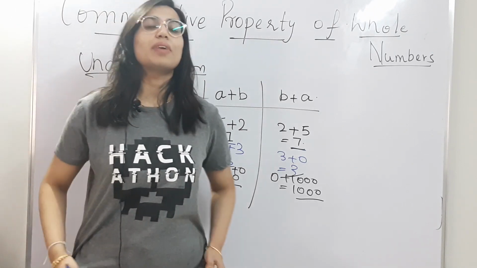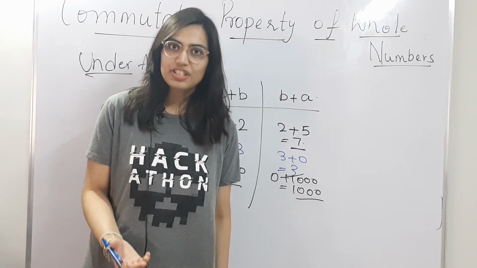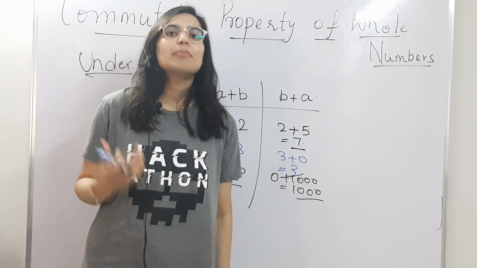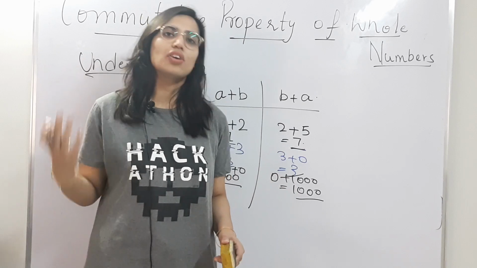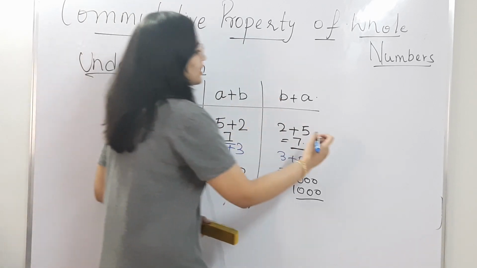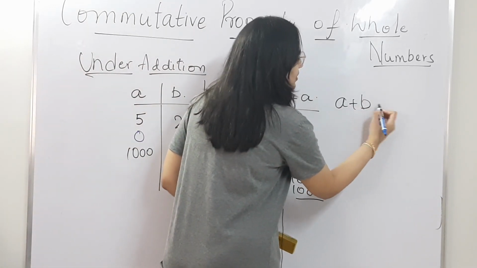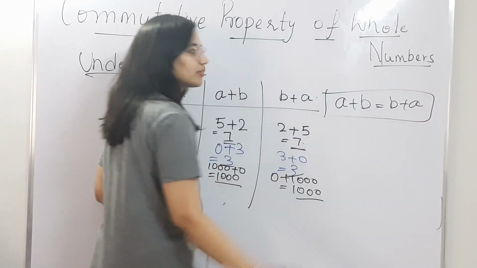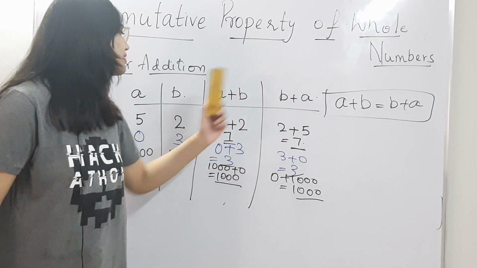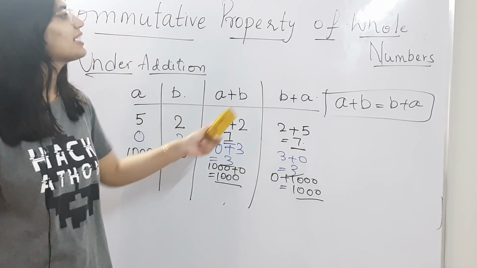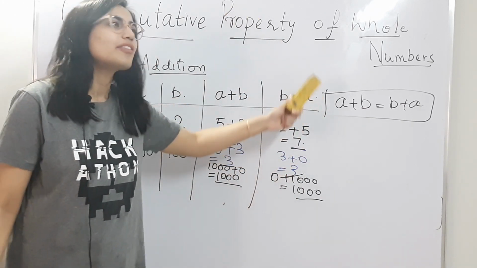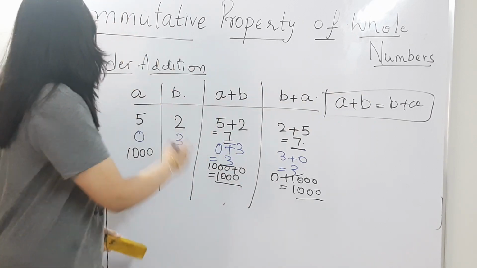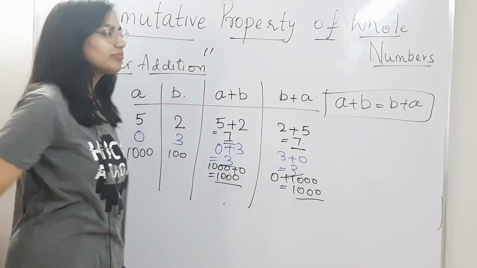It means no matter how you add these numbers, you will get the same result. That is, no matter what the order is. So in short, we can say that A plus B is equal to B plus A. And this means commutative property is satisfied for whole numbers under addition.